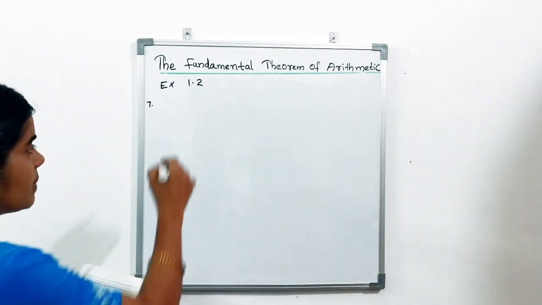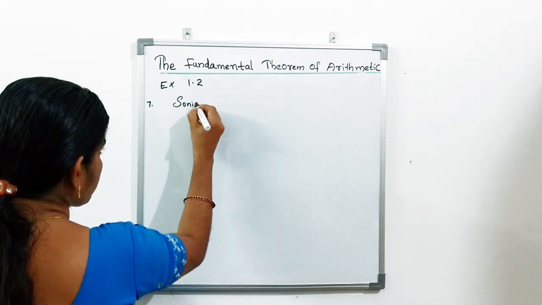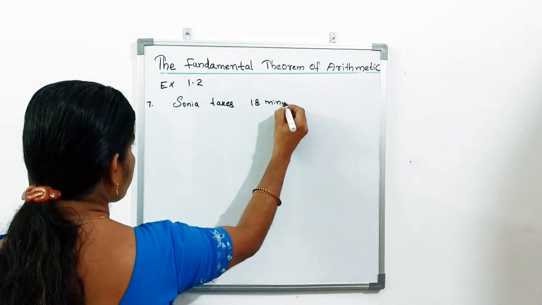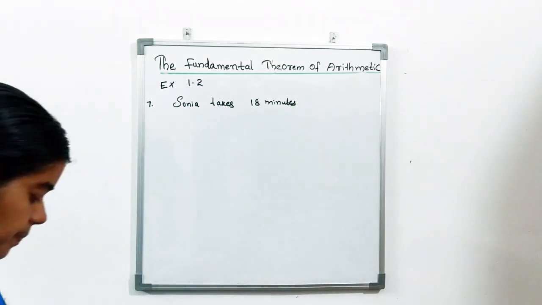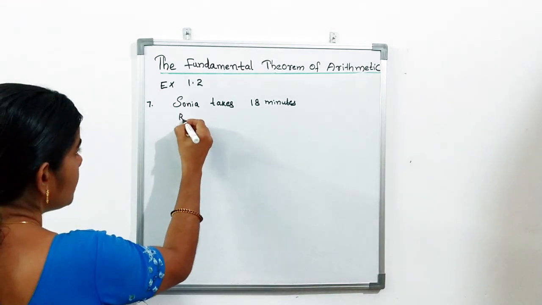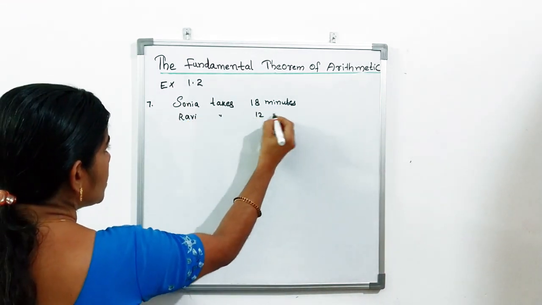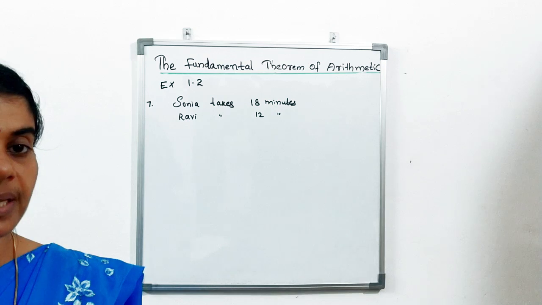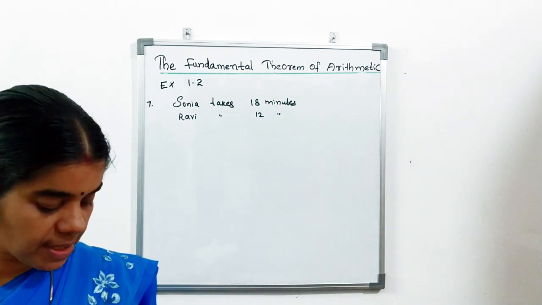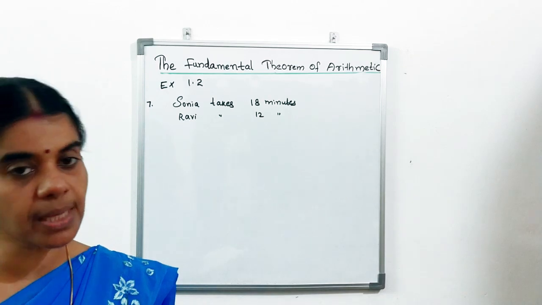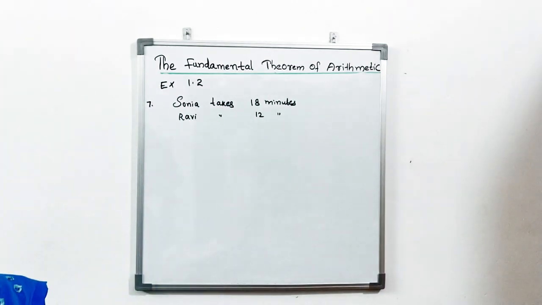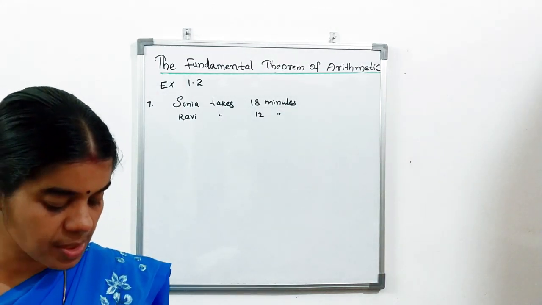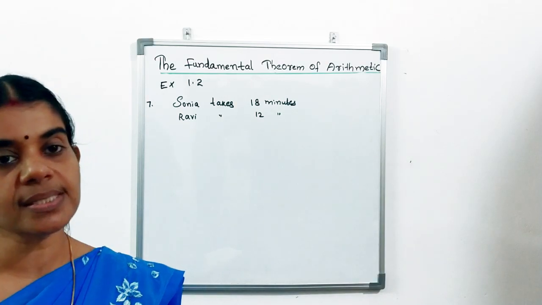Sonia takes 18 minutes, while Ravi takes 12 minutes for the same. Suppose they both start at the same point and at the same time and go in the same direction. After how many minutes will they meet again at the starting point?